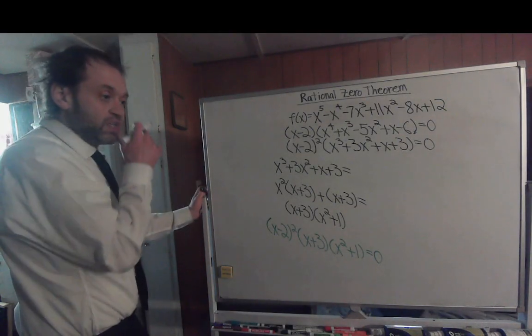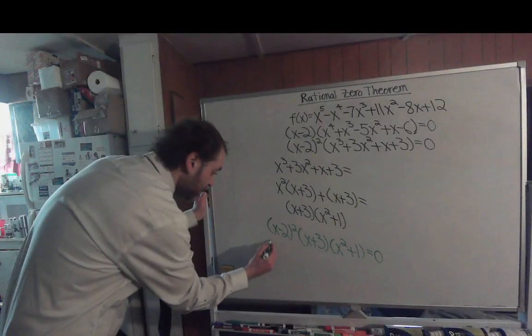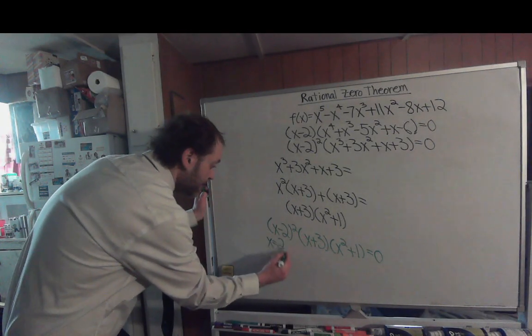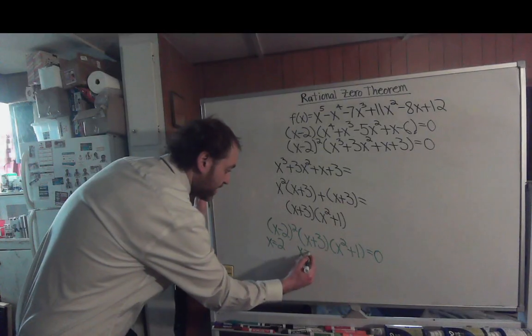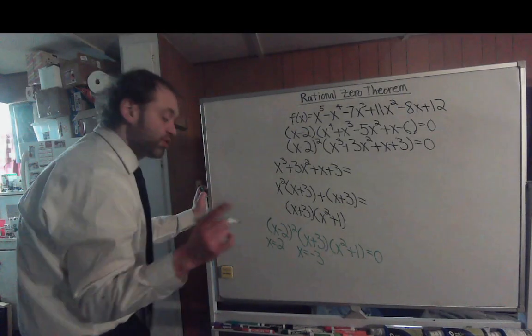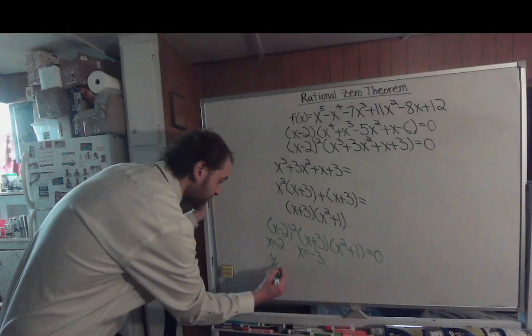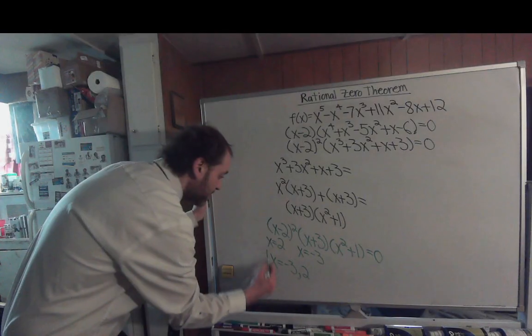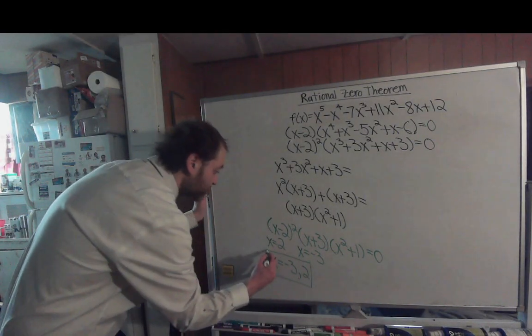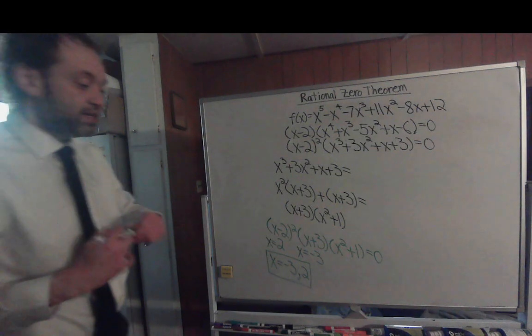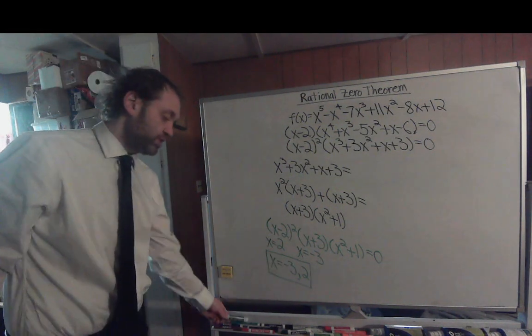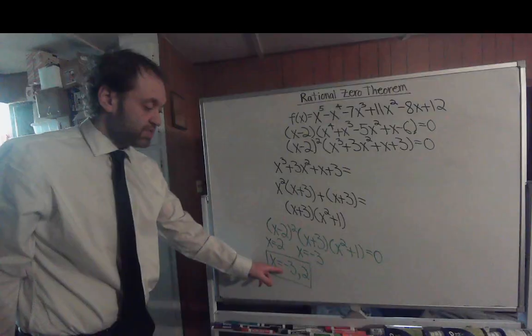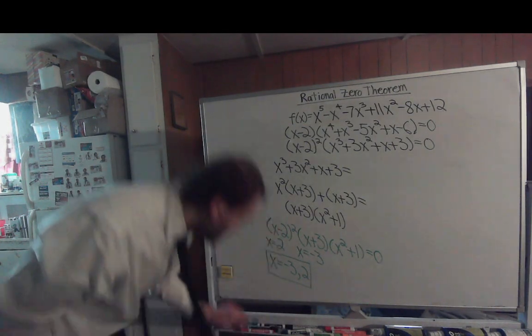X minus 2 equal to 0 would give you x equals 2. X plus 3 equal to 0 would give you x equals negative 3. So your only real solutions are x equals negative 3 and positive 2. And that positive 2 actually occurs twice, so that would technically count for 3 real solutions. So x equals negative 3 and positive 2.